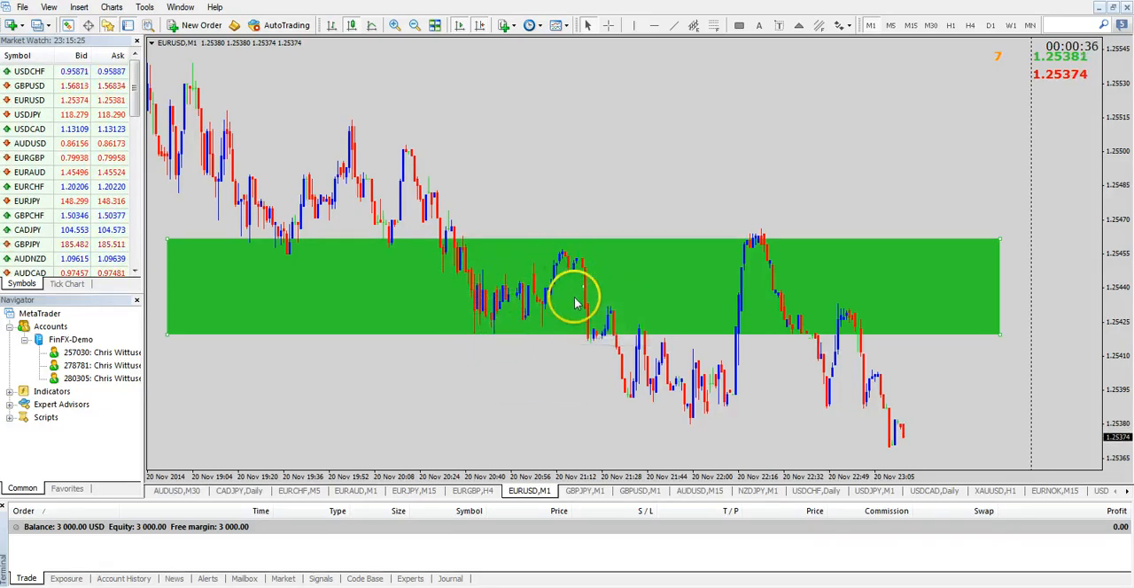It's going up. It's coming down out, broke out, no confirmation candle, indecision, went back into the box, broke out, confirmation candle, go short. Right there we go short.